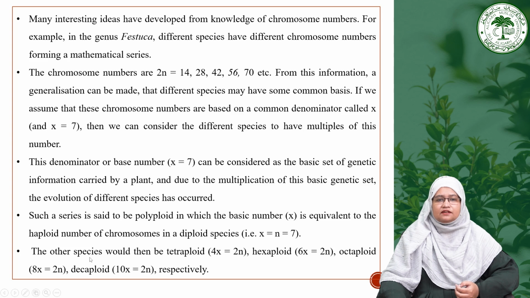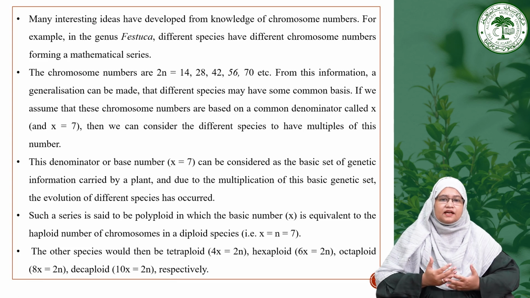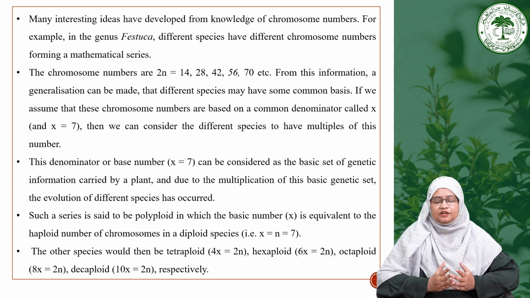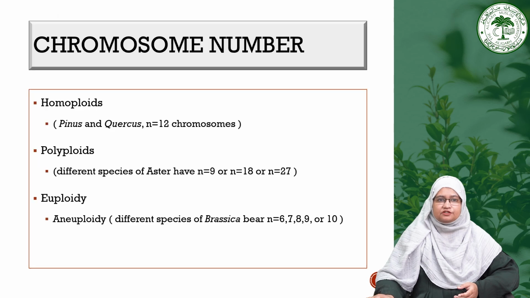So if we see the different species, if 4x, then it is called tetraploid. If it has 6x, then it is called hexaploid. In comparison to this basic number, 8x is called octaploid. Then decaploid if it has 10x, respectively. So it is forming a series, and we can predict the ploidy from species to species.